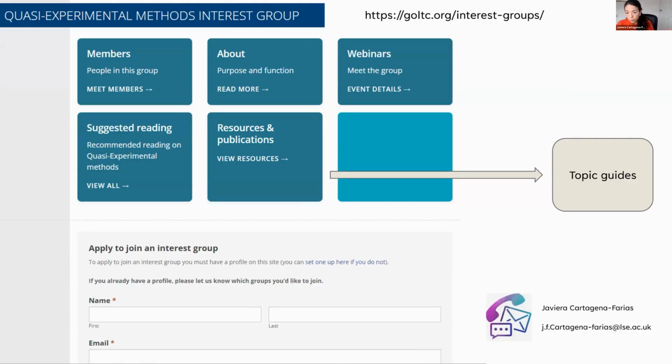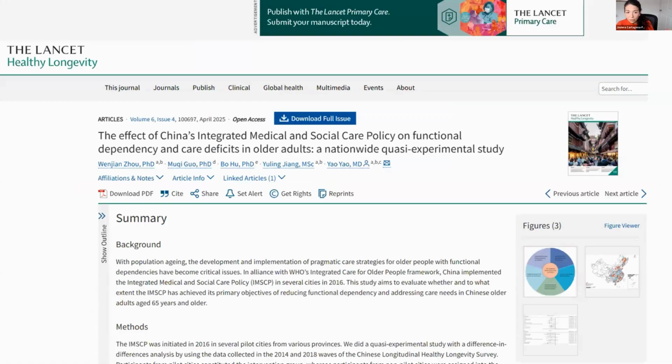And now we have a presentation from Wenjiang Zhu. He's at Peking University in China, and he's going to present the effect of China's integrated medical and social care policy on functional dependency and care deficit in older adults. And my understanding is a difference-in-differences approach. Over to you.